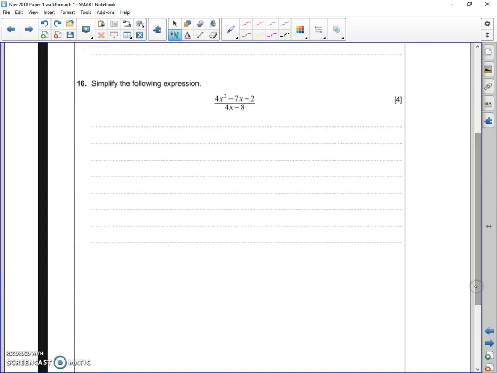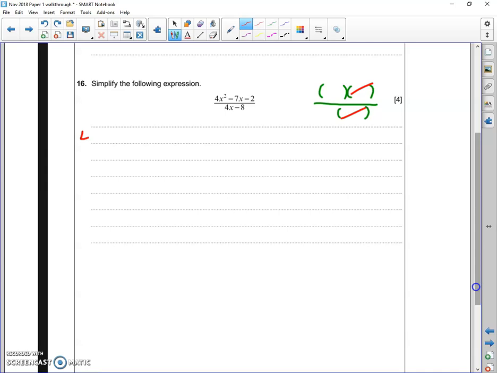Right, number 16. Asking us to simplify, so what we're aiming to do here is get 2 brackets on the top, 1 on the bottom, and something there will cancel out. On the top, this is the ABC factorizing, the longer version. So you're looking for a pair of numbers that multiplies to make minus 8, adds to make minus 7. The pair is minus 8 and 1.